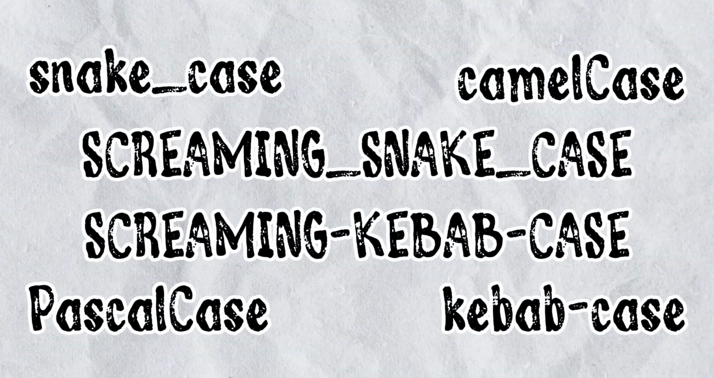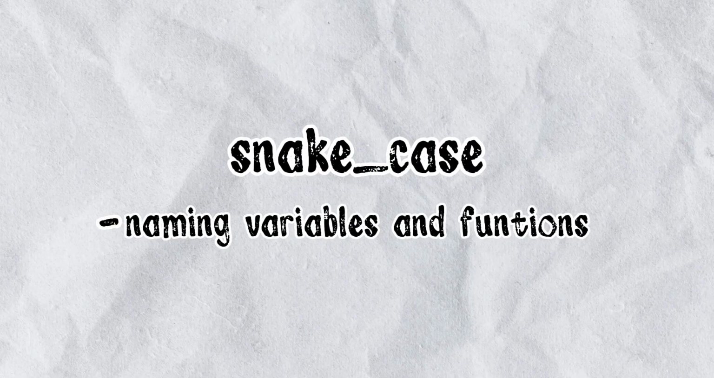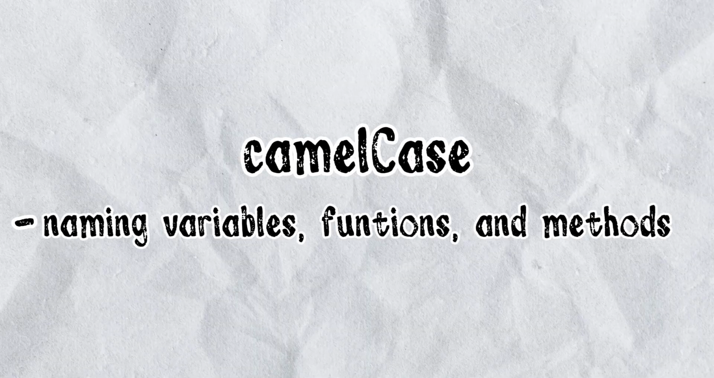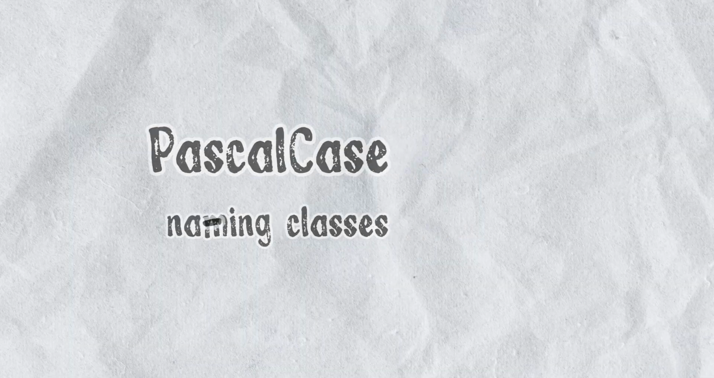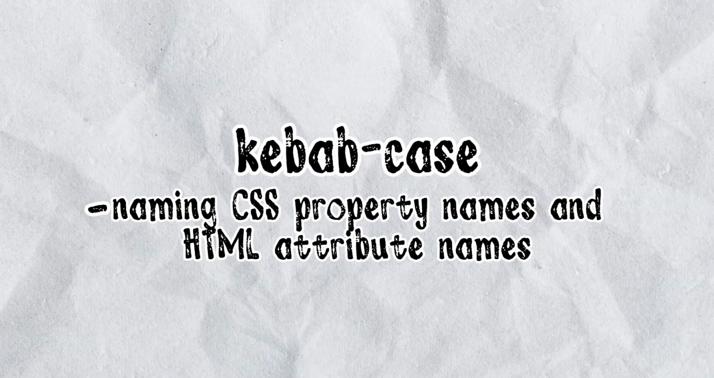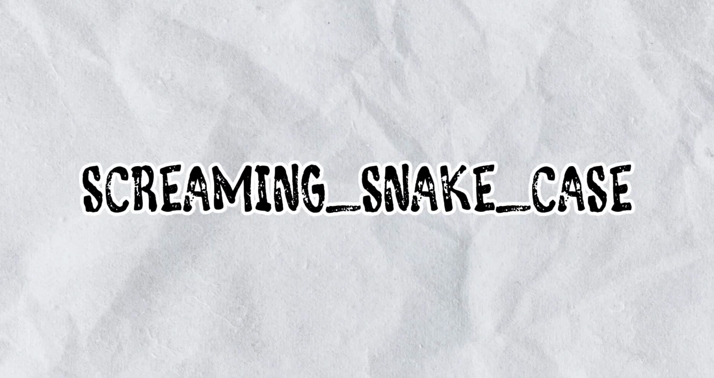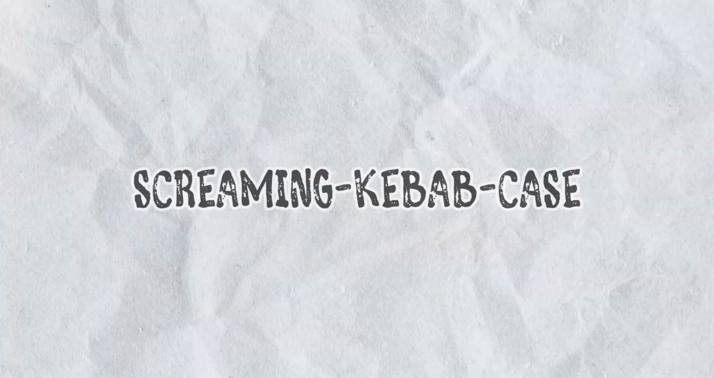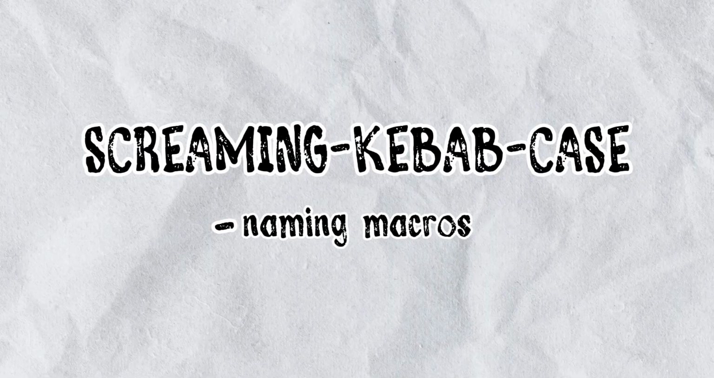Now, when do we use each naming convention? The snake case, use it for naming variables and functions. The camel case, use it for naming variables, functions, and methods. The Pascal case, use it for naming classes. The kebab case, use it for naming CSS property names and HTML attribute names. The screaming snake case, use it for naming constants and environment variables. The screaming kebab case, use it for naming macros.